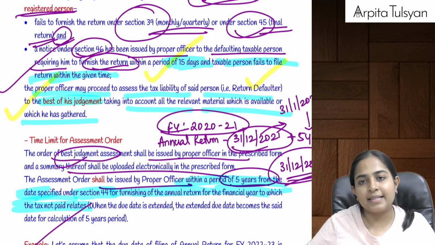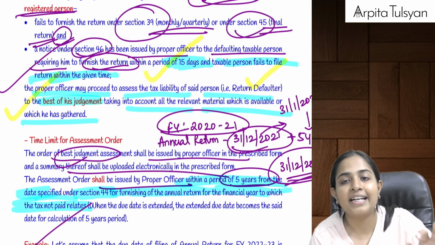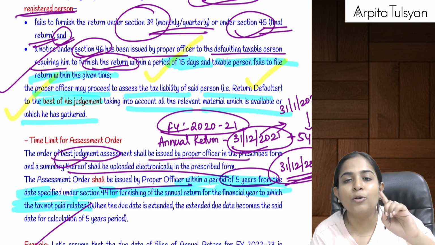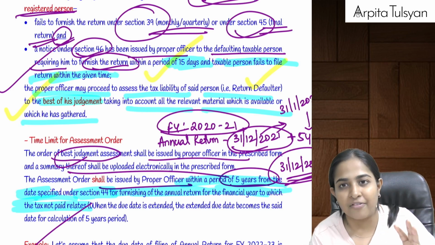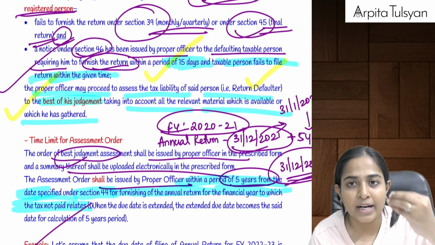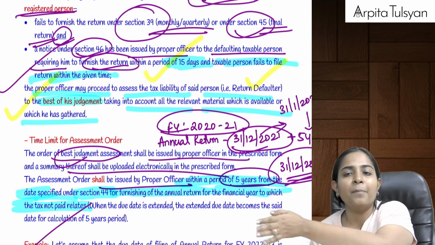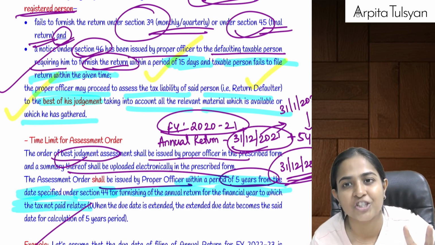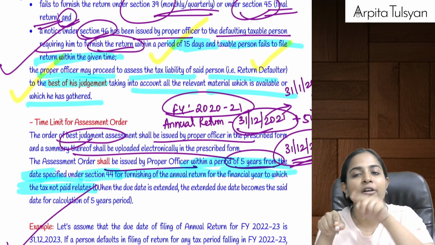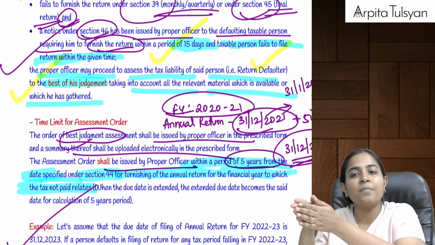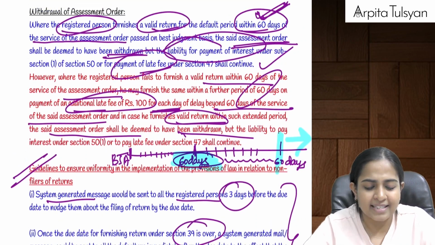Okay, and at most, this best judgment assessment order for a particular year is to be passed within a time period of 5 years from the due date of filing the annual return of that financial year. Let's talk about financial year 2021. Let's say the due date for filing the annual return for that year is 31st December 21. So from 31st December 21 plus 5 years, that is the maximum time period within which the best judgment assessment order should be passed. Suppose the due date of filing the annual return was extended, then 5 years will be calculated from such extended due date. Now this section says that, okay, no problem.